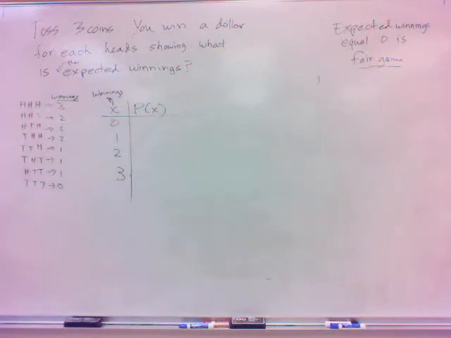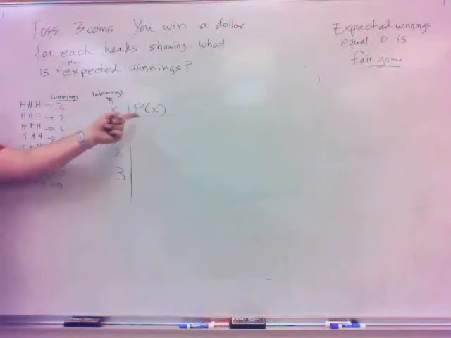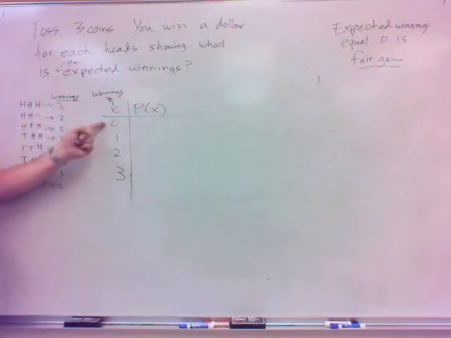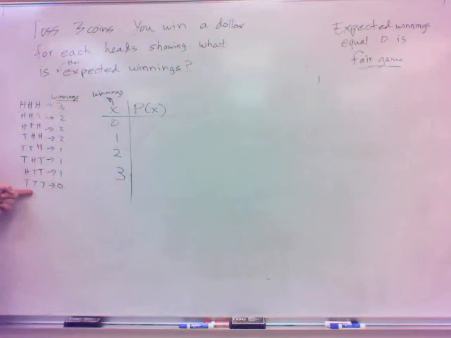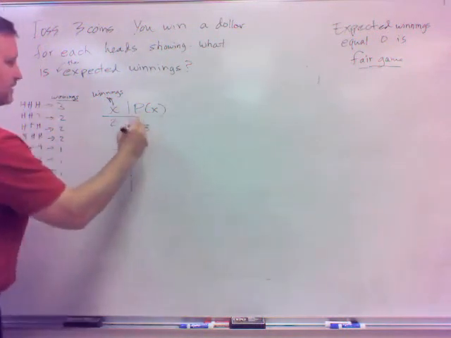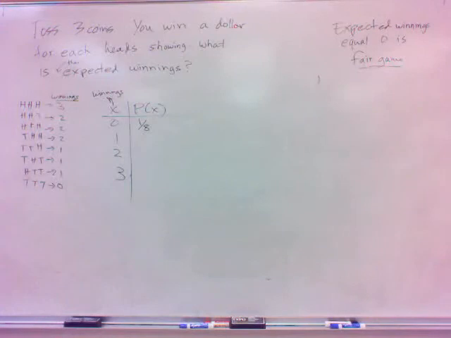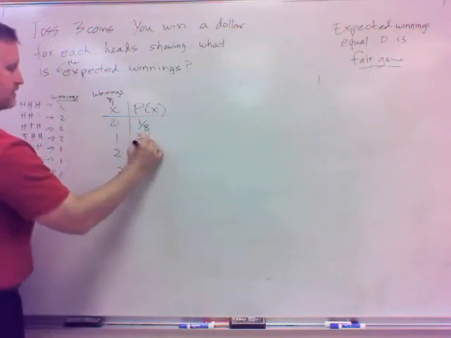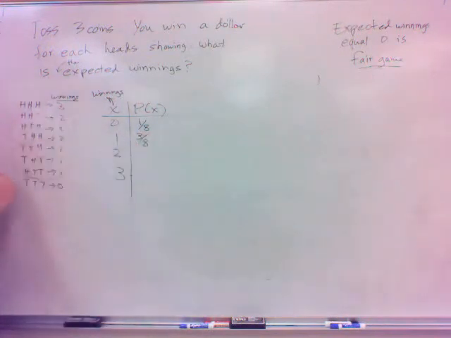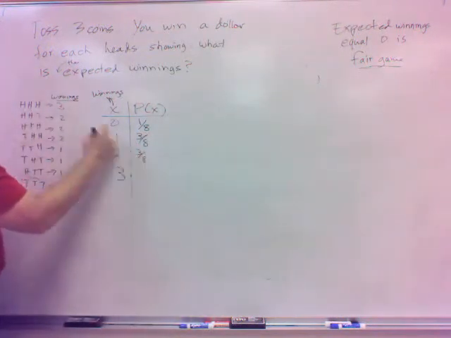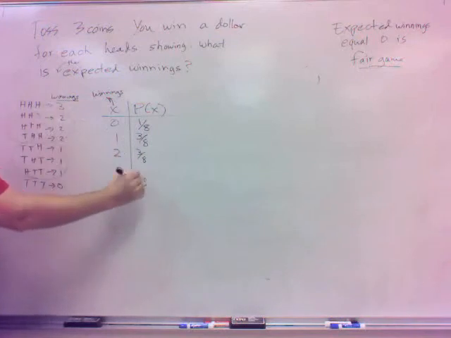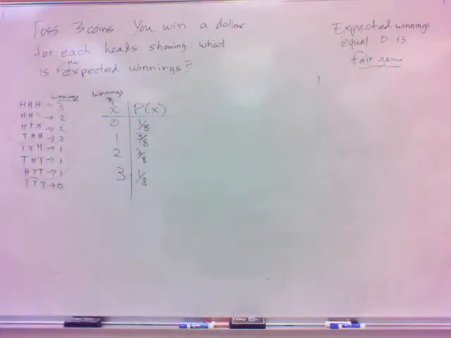Okay? What's the probability of each one of these? What's the probability I win $0? Well, I win $0 this one time, right? 1 out of 8. What about $1? Well, I win $1 3 times out of 8. 3/8. $2, also 3/8. And $3, 1 out of 8. That's my table. Question or concern on that?